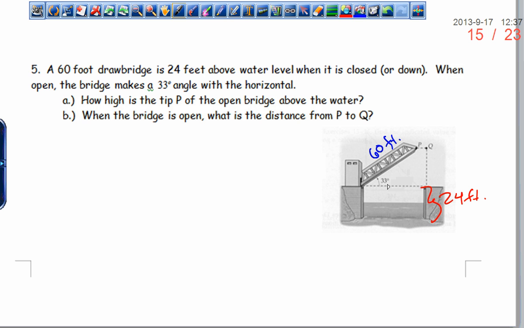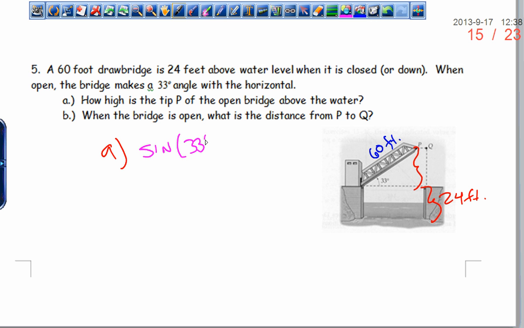We've got an angle of 33 degrees. A wants us to figure out how high P is. So I want to figure out this distance, P. But then it sits above the water, so I need to add something else to it. Am I going to be doing tangent again? No. What am I going to be doing? Sine.